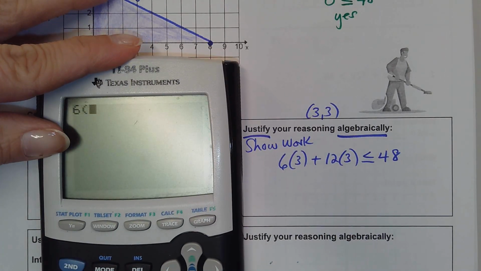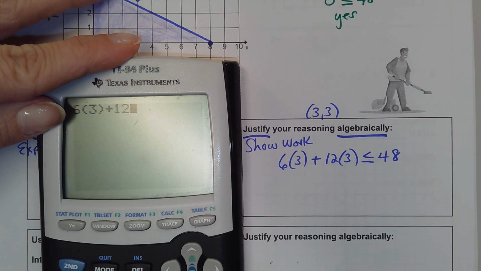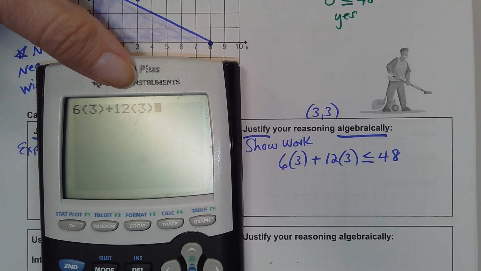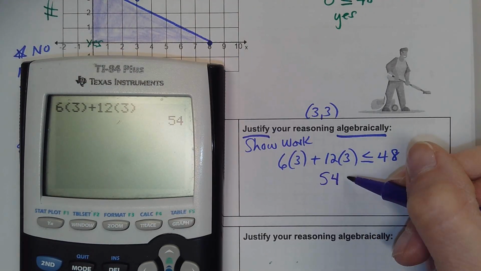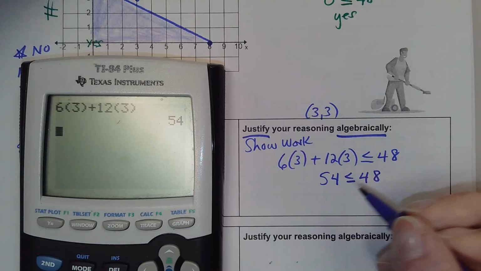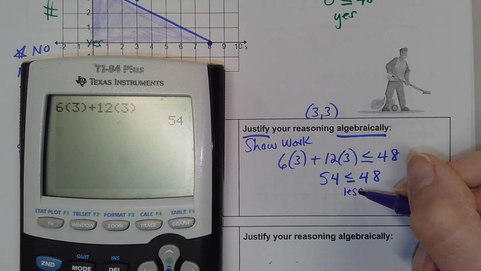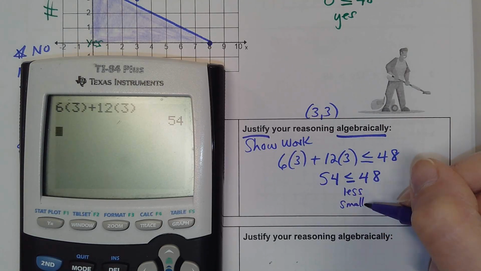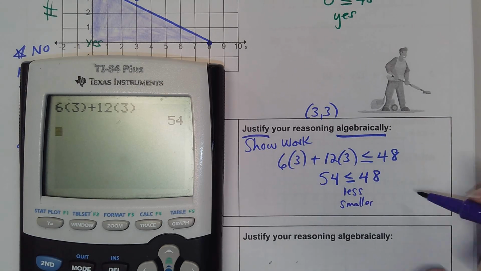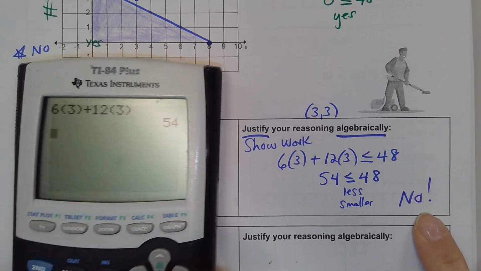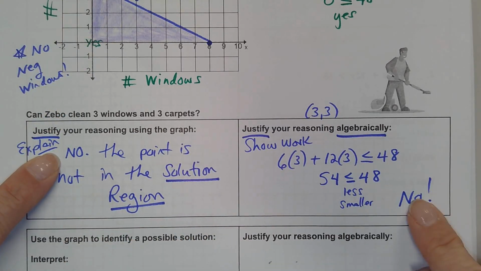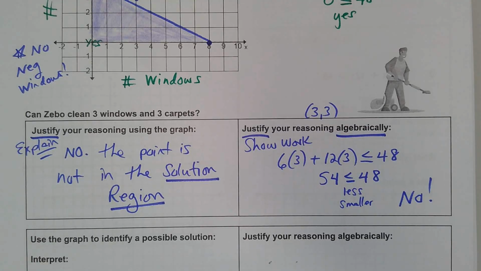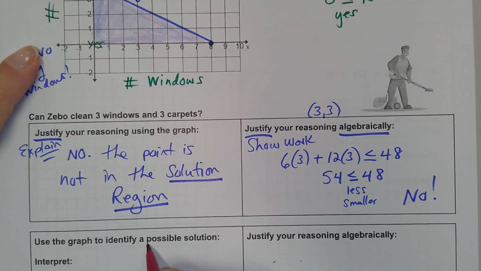What is 6 times 3 plus 12 times 3? What does that make? That makes 54. Is 54 less or smaller than 48? And the answer is no. The answer was no by looking at the graph. The answer is no by looking at the math. So let's try to find a point that is a possible solution.